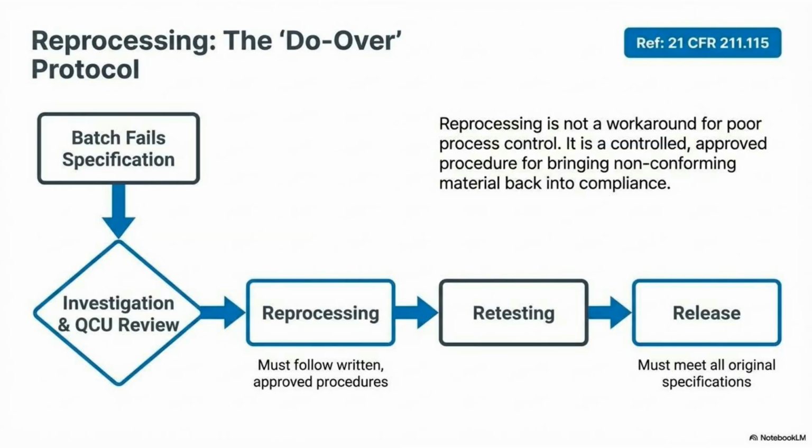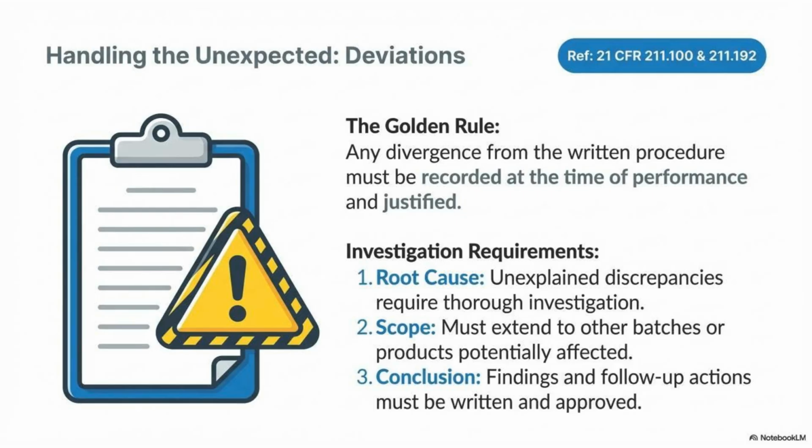What happens when a batch fails a specification? Under Section 211.115, we may use reprocessing, but it is not a workaround for poor control. It is highly controlled. It must be approved by the QCU, meet process validation requirements, and be part of the FDA-submitted master batch record. After reprocessing, the material must be retested and must meet all original specifications before it can even be considered for release.